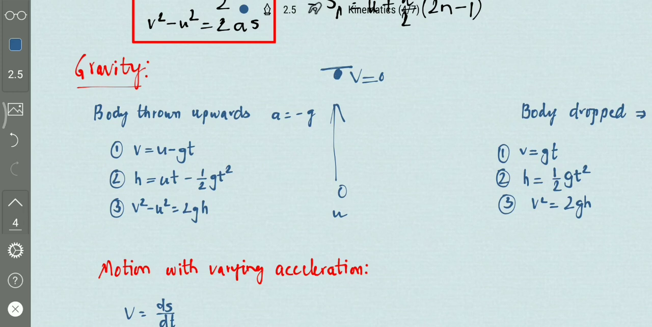So the velocity is gradually decreasing, right? So acceleration will be negative. Why is acceleration negative? Acceleration is increase in velocity, and decrease in velocity is called deceleration, and it is represented with a minus sign.